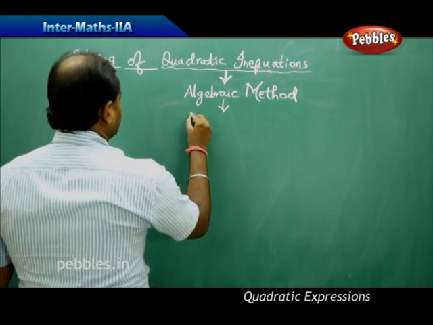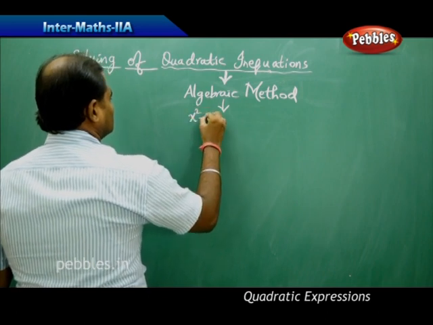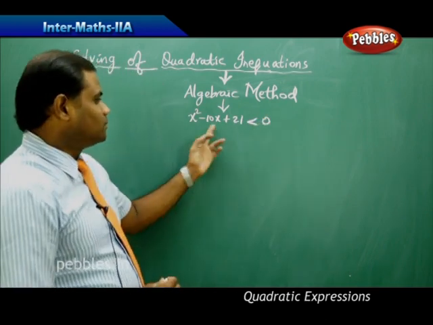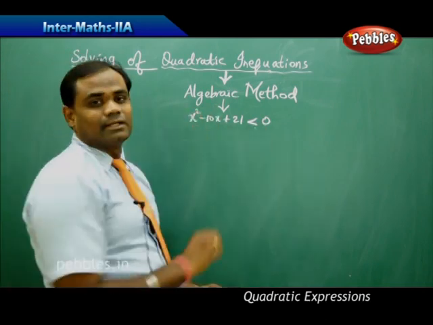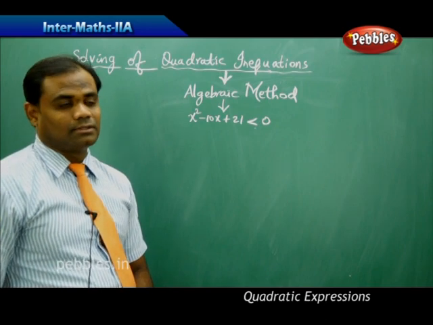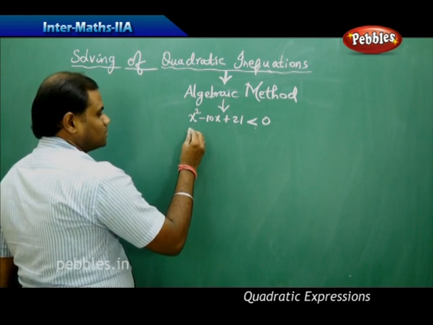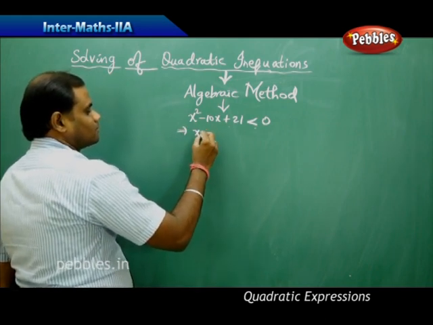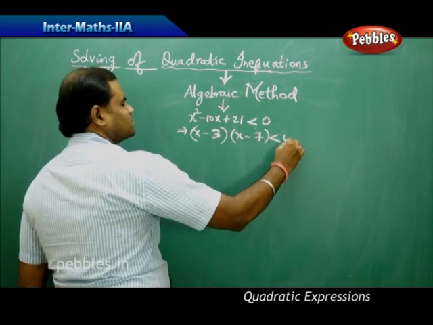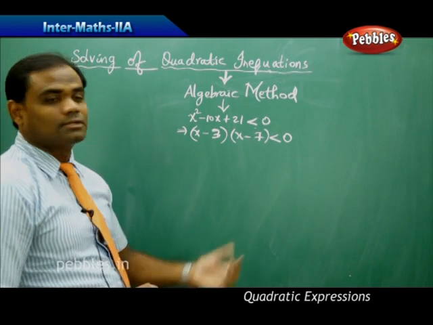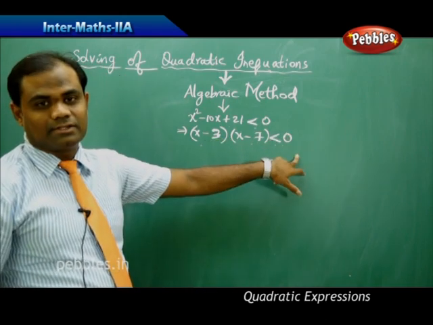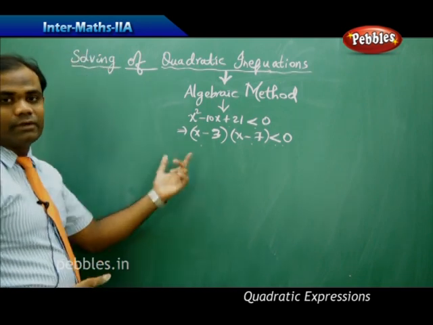Let's take the example problem: x squared minus 10x plus 21, which is less than 0. I want to solve this quadratic inequation. Clearly, this is an inequality because it is a less than case. Therefore, to solve this using the algebraic method, I initially find the factors. When I factorize the left hand side, I get x minus 3 times x minus 7, which is less than 0, on factorization. Now, once I get the factors on the left hand side with inequality less than 0 on the right, let's see how we can use the algebraic method.